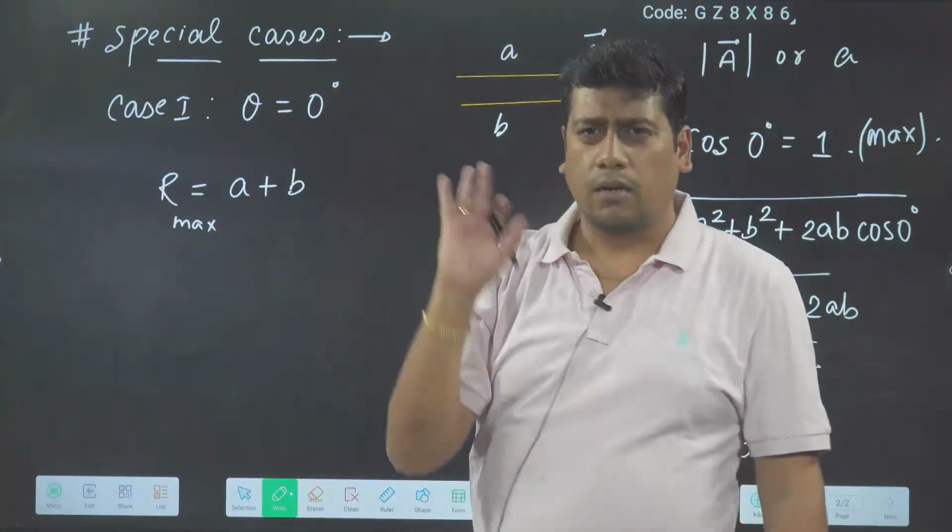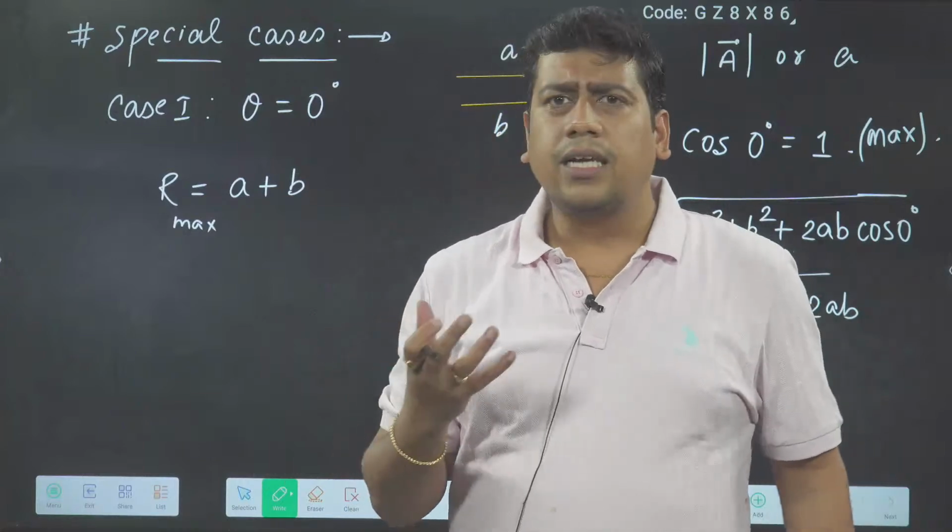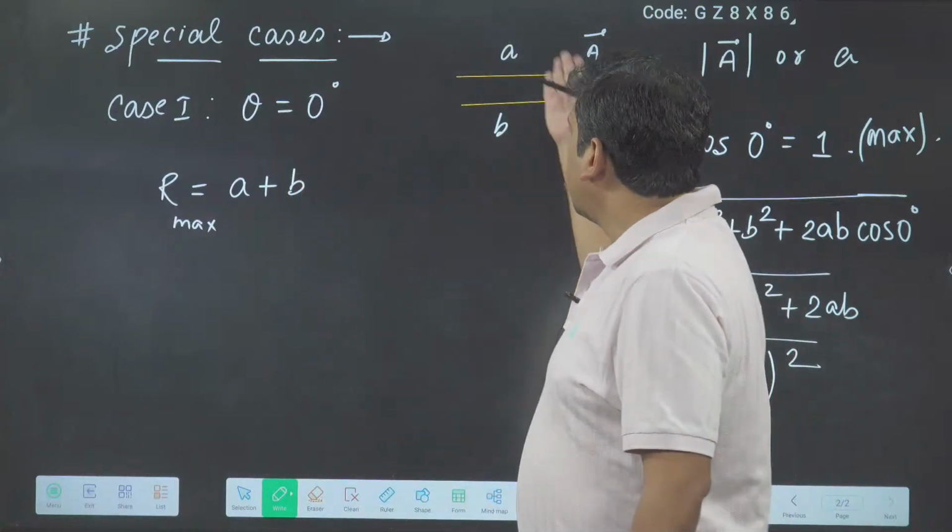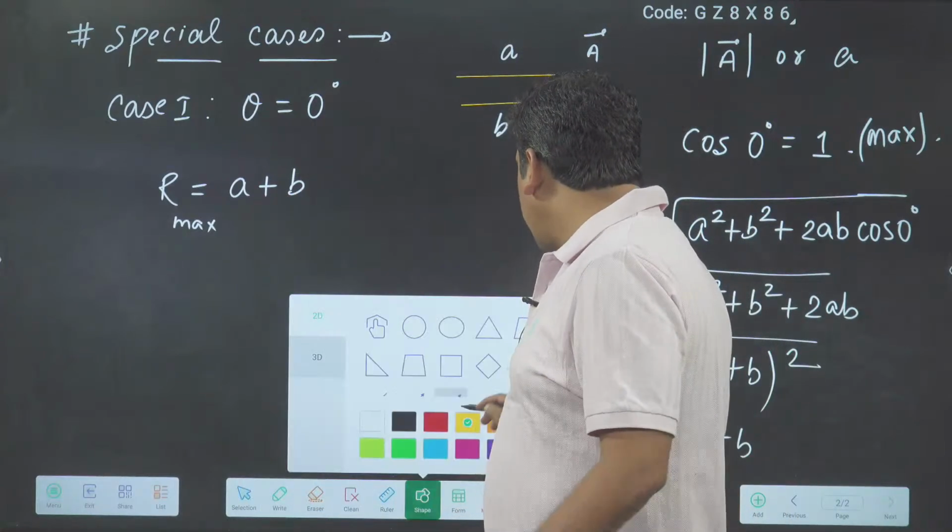Chalo, maths part is clear. Please understand the essence of this thing. Theta equal to 0 degree means what? Or why we are adding, what we are adding.